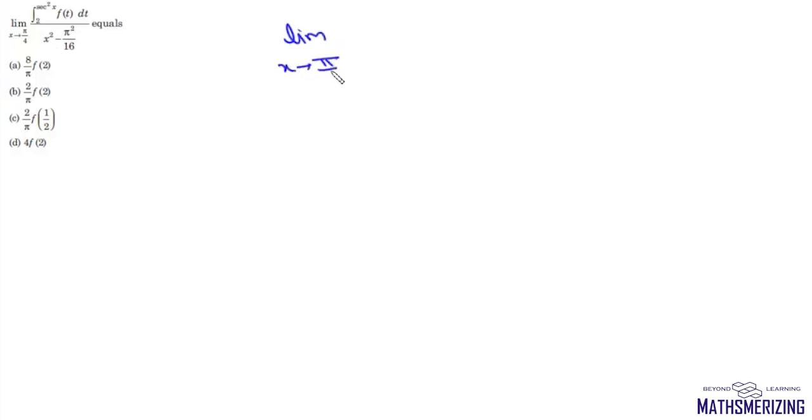x tends to pi by 4, this integral from 2 to secant square x of f(t) dt upon x square minus pi square by 16. Now we'll put x as pi by 4, secant square pi by 4 will be 2. So this integral will be from 2 to 2. So we have 0 in the numerator, and in the denominator we'll have pi square by 16 minus pi square by 16. So it is 0 upon 0 form.